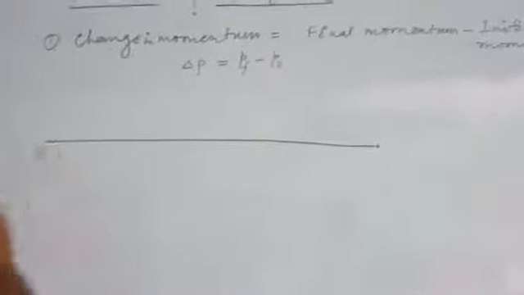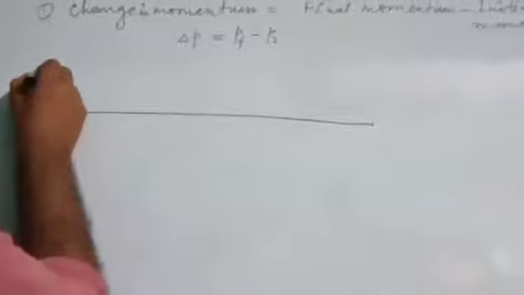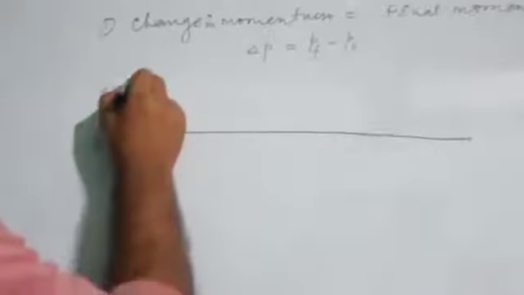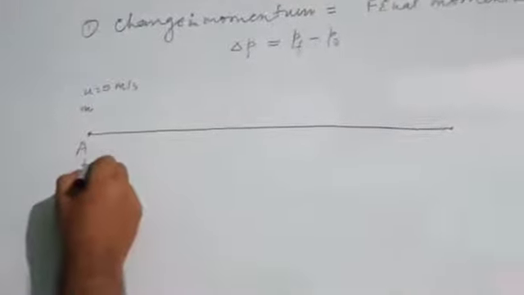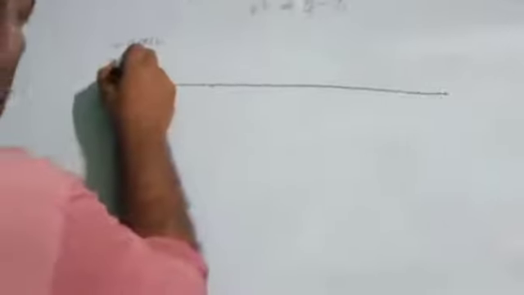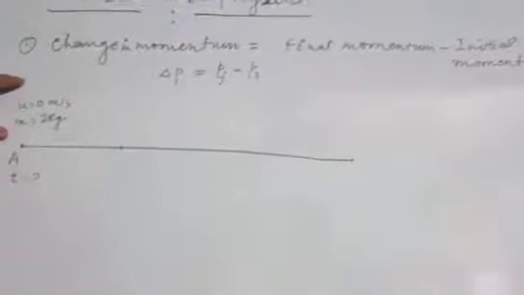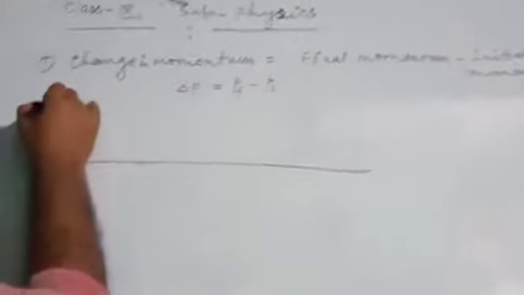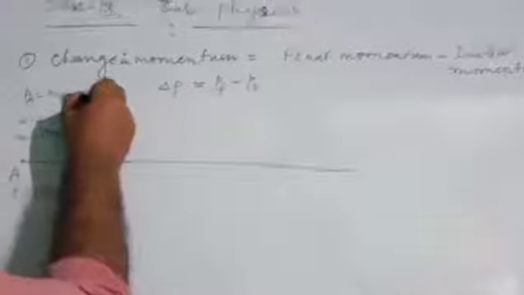At point A, there is an object whose mass is m and initial velocity is 0. It means it is at rest at point A at time t equal to 0. Suppose you can take m equals 2 kg. At point A, the momentum of the body is PA. PA means momentum at point A when time is 0. mu, that is 0.